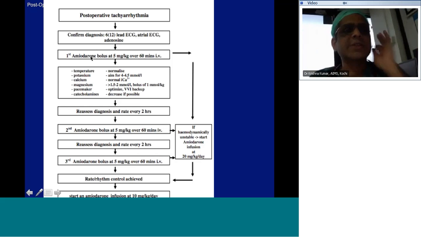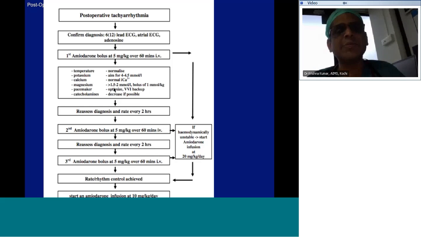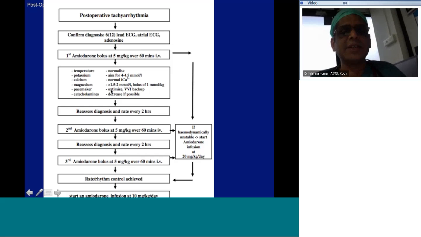So then amiodarone bolus 5 mg per kg over 60 minutes, IV, followed by all those things. So give amiodarone at the first instance when you diagnose JET, then control temperature, administer potassium to keep it around 4, give normalized calcium, administer magnesium. Whether or not, you just give it; you don't have to determine levels. You can safely give magnesium in the bolus that has been suggested, and then optimize the pacemaker.